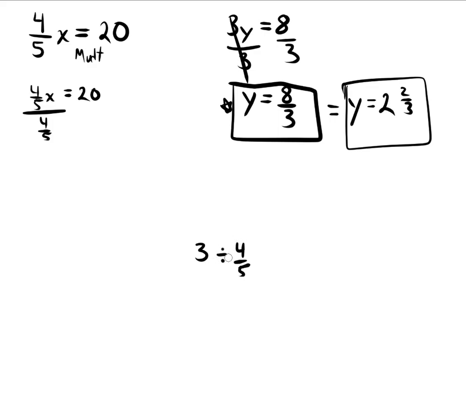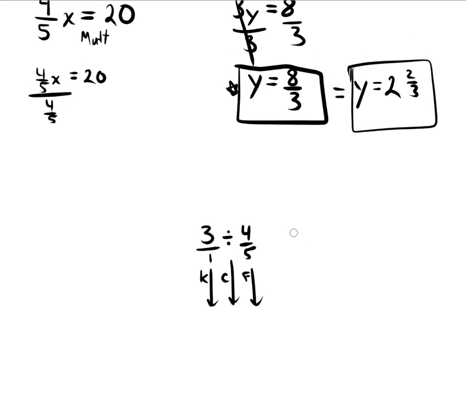The way that you did this was you did something called keep, change, flip. That's what you called it, but that was only one name for it. Your teacher mentioned something else, and I'm sure you've probably forgotten it by now, but they probably tried to beat it into your head, but it just doesn't always stick. So here you have keep, change, flip. Essentially you're keeping the 3/1, changing this to multiplication, and then flipping this to 5/4.